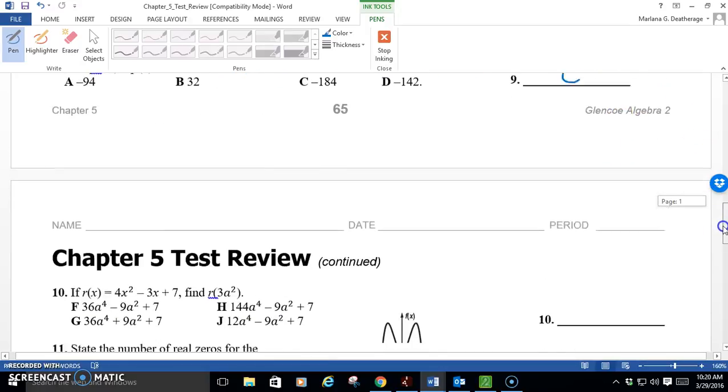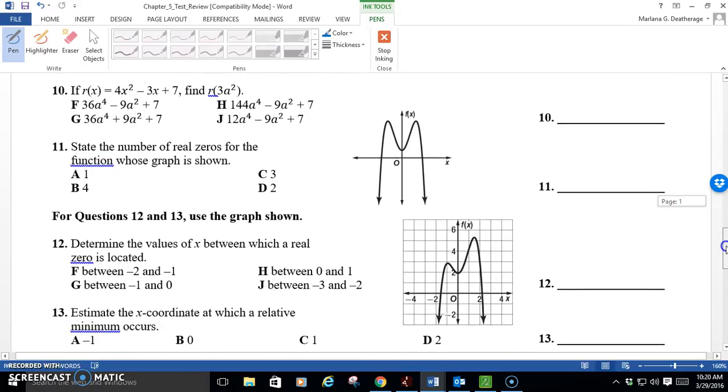Scroll down and look at number 10. On number 10, r of x is equal to 4x squared minus 3x plus 7. And you want to find r of 3a squared. So that means you want to put 3a squared in everywhere you see an x. So r of 3a squared equals 4x squared minus 3 times x plus 7. Well, we said we're going to replace x with 3a squared. So we put 3a squared here.